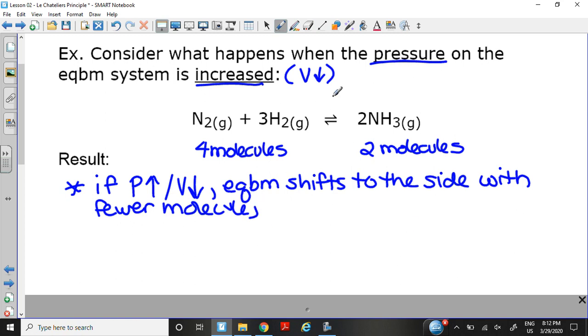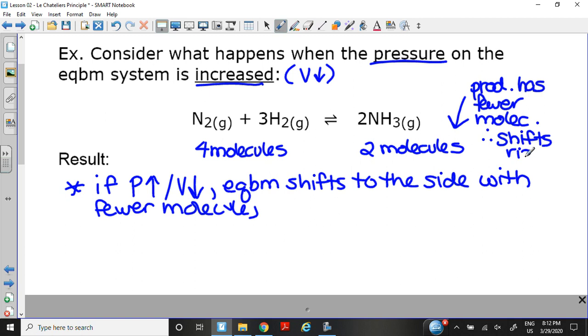So if we look at this example up here, which side has fewer molecules? The reactant side or the product side? Here you can see the product side has the fewest number of molecules. So therefore the shift is going to occur to the right or forward. If we had the opposite case, the opposite is true.